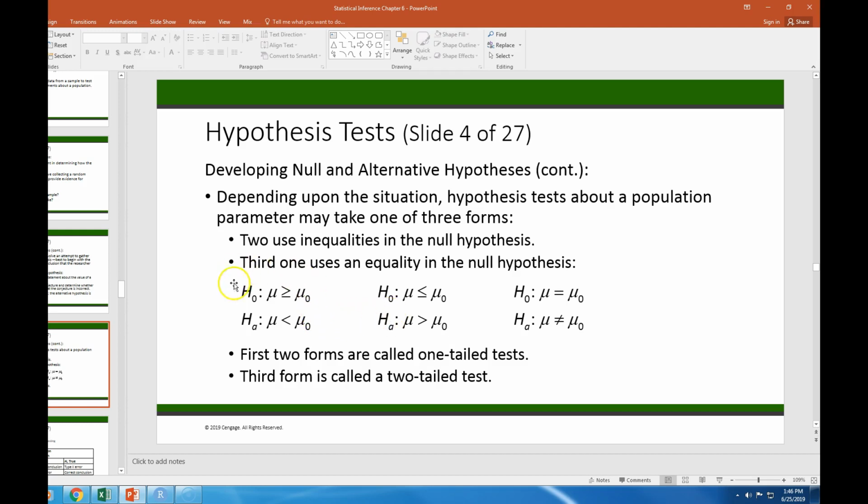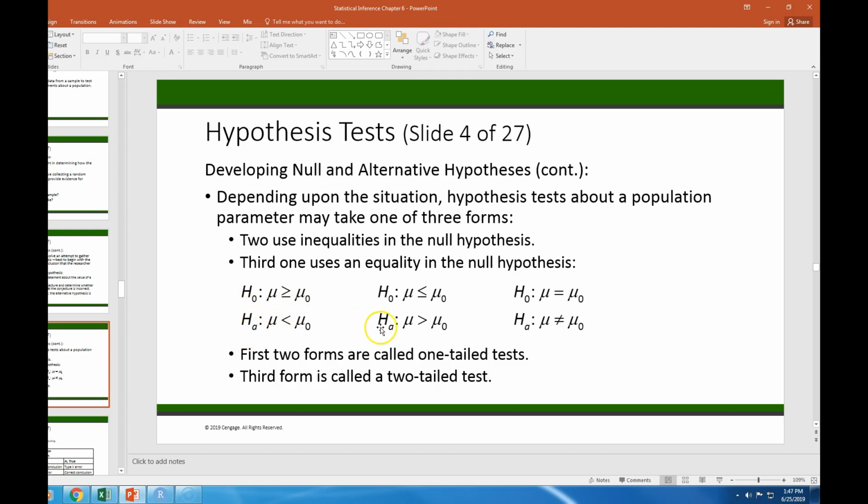So as you can see in this first situation, the null hypothesis is that the population mean mu is greater than or equal to some hypothesized value mu 0. This is a conjecture or a statement that we're making that the population mean will always be at least this value mu 0. If this is not in fact true, the alternate will be true, which is that the population mean is less than this hypothesized value of mu 0. The rejection region hence lies in the lower tail of the distribution.